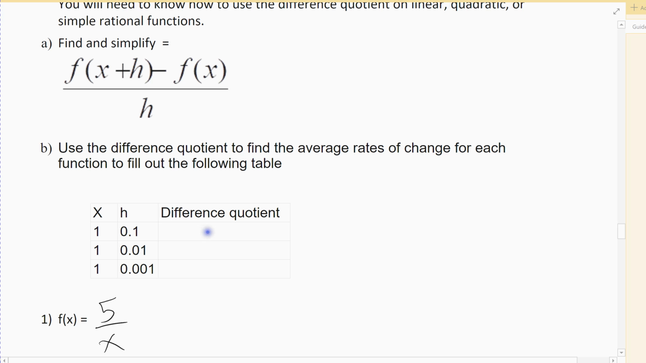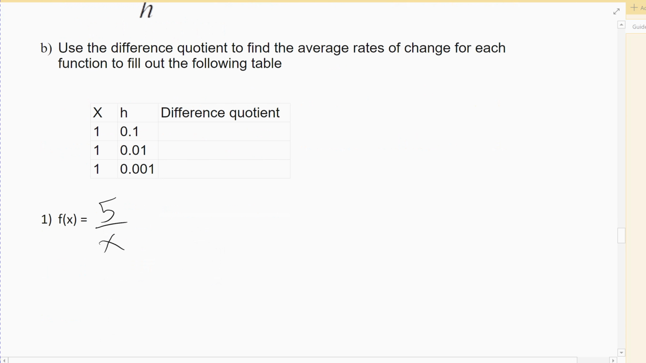So we're going to find the values. We're going to plug those in. But before we do that, we're going to do part A. The first function is a simple rational, and rational means a simple division. So simple rational would mean a number divided by x, or maybe a number divided by x plus a number. The function I chose was 5 divided by x.